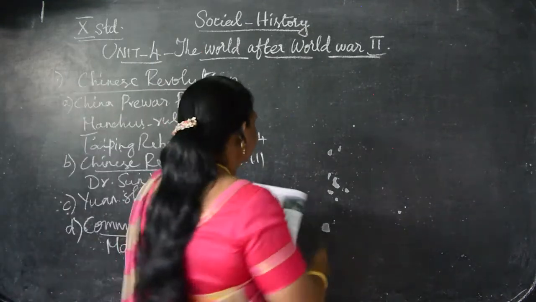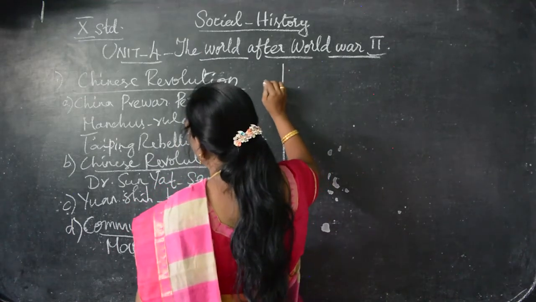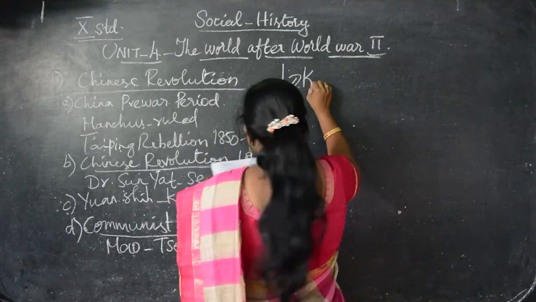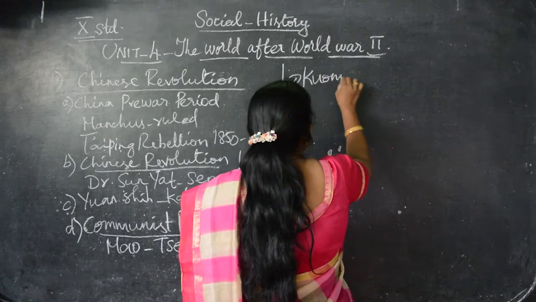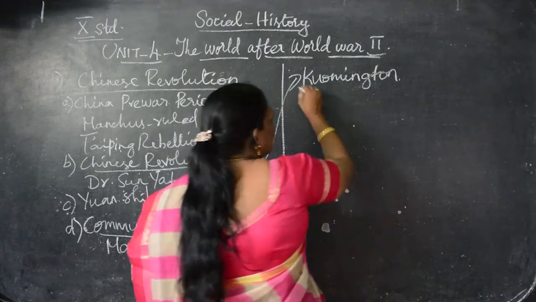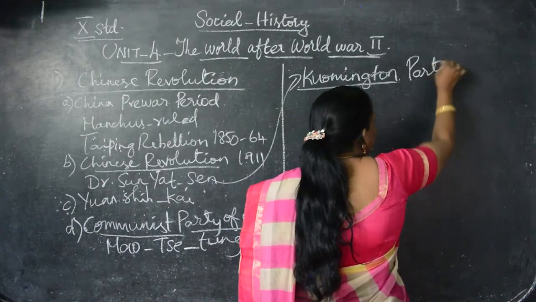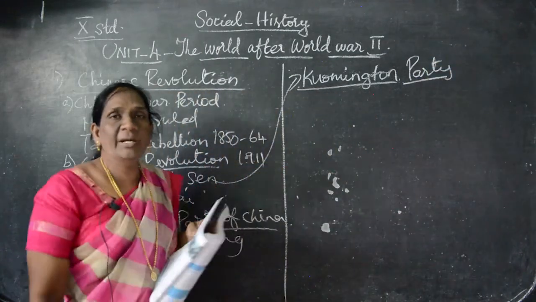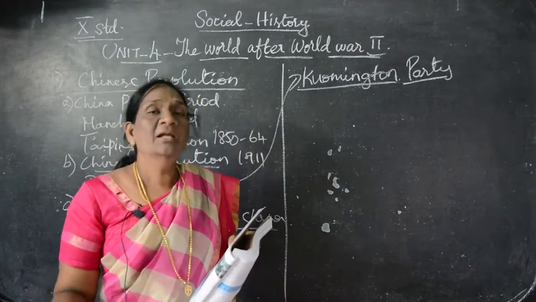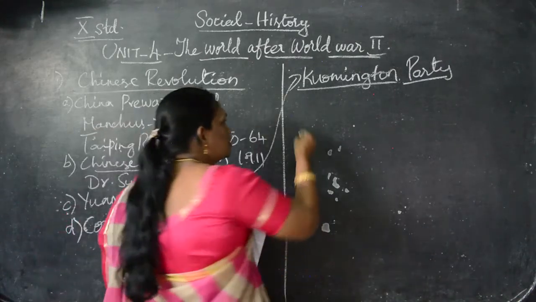Now, what was the relationship between this and Dr. Sun Yat-sen? I told you, this Dr. Sun Yat-sen started a party. It was called the Kuomintang Party. This Kuomintang Party was founded by Dr. Sun Yat-sen. Understand? So, after the death of Dr. Sun Yat-sen, the Kuomintang Party came under the leadership of Chiang Kai-shek.